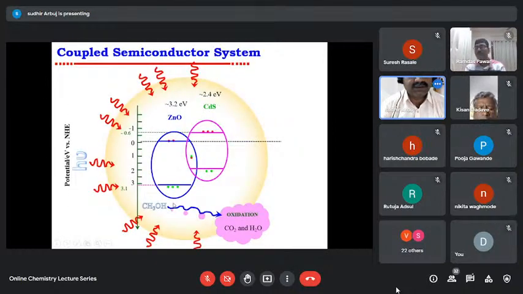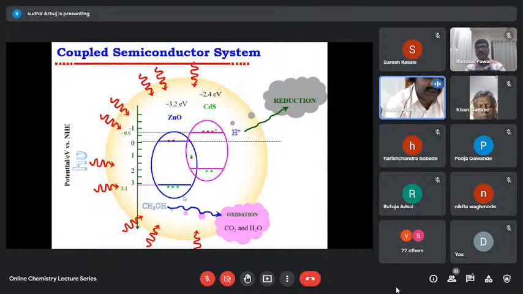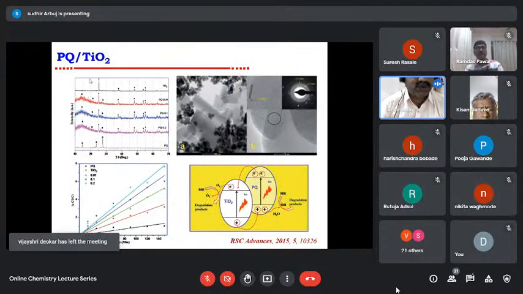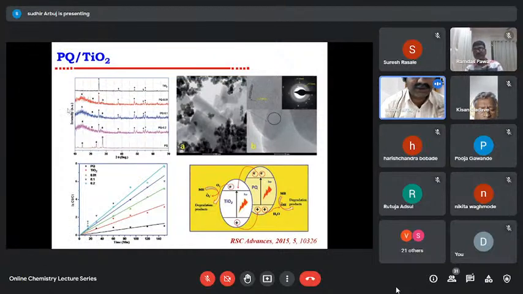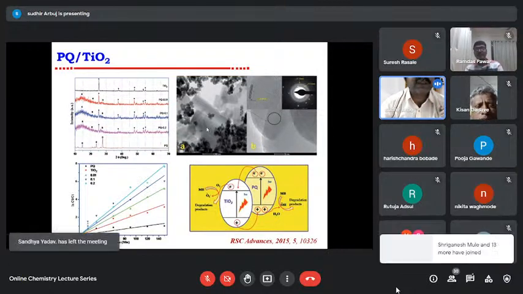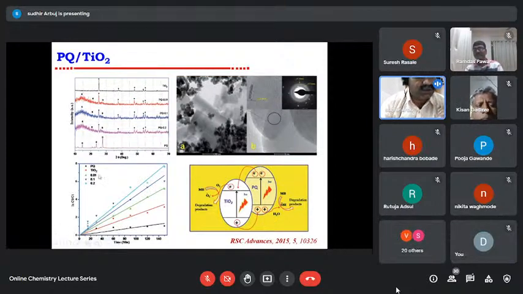Here we prepared CdS, cadmium sulfide, zinc oxide nanorods. As we enhance the CdS loading, we get higher photocatalytic activity. We also prepared PQ-TiO2 nanomaterial. PQ is an organic semiconductor and TiO2 is an inorganic semiconductor. We varied the composition from 0.201 to 0.21%. The spherical one is TiO2 and the sheet-like structure is PQ. We observe the same coupled-system phenomenon, with the highest photocatalytic activity for 0.21% PQ loaded on TiO2.